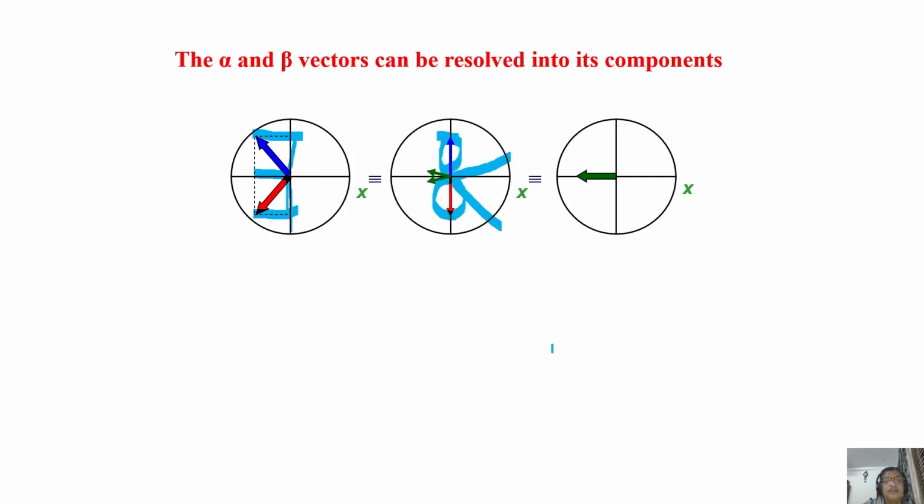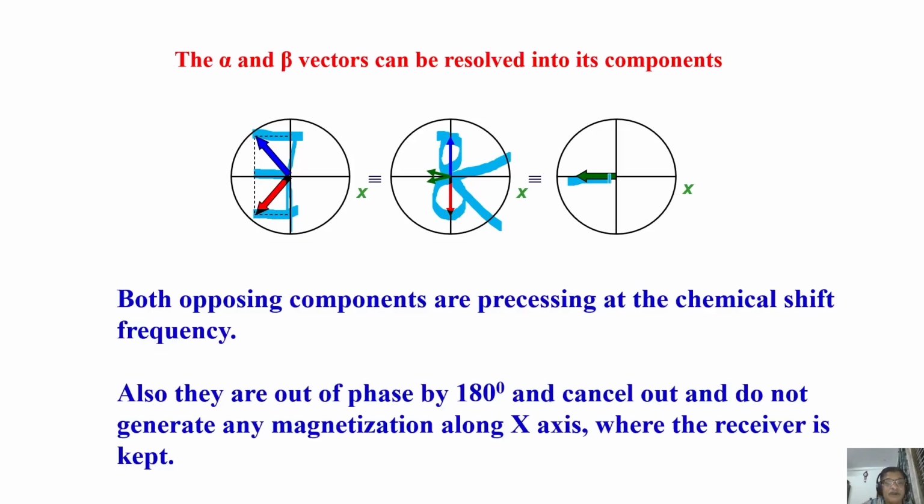The vectors in the opposite direction get nullified. Only the component along this axis starts adding up. This is a vector addition. They start moving in this direction, and after some time they start adding up. The opposing components will go because they are out of phase by 180 degrees and cancel out, and there is no magnetization generated by these two components because they cancel out. Whereas our receiver is kept here, let us say on the x-axis, it will not give signal for those, but only this component will give magnetization. Understand the point very clearly.